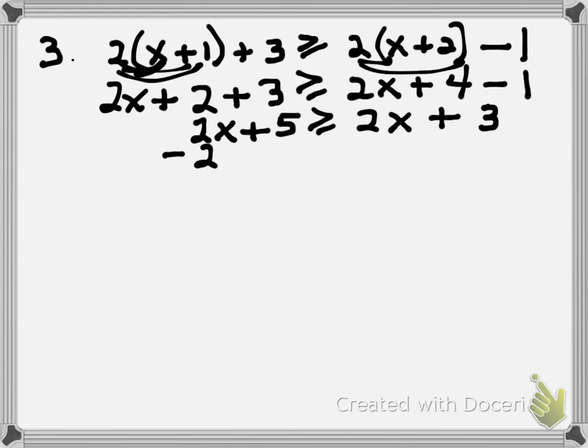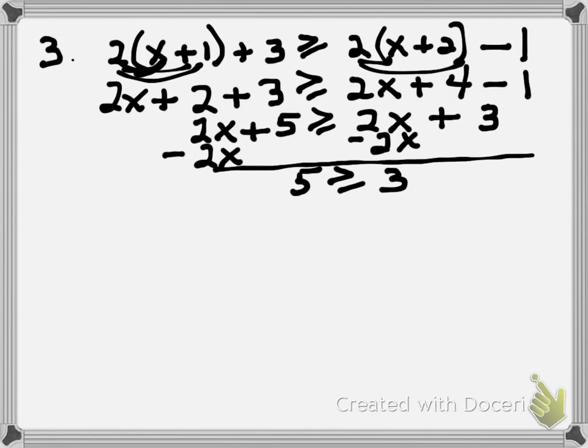Again, when I subtract 2x from each side, the variables disappear. And now I have 5 is greater than or equal to 3, which is a true statement. So it works for all values of x. So in interval notation, that means from negative infinity to infinity works. Any value that you substitute in works.